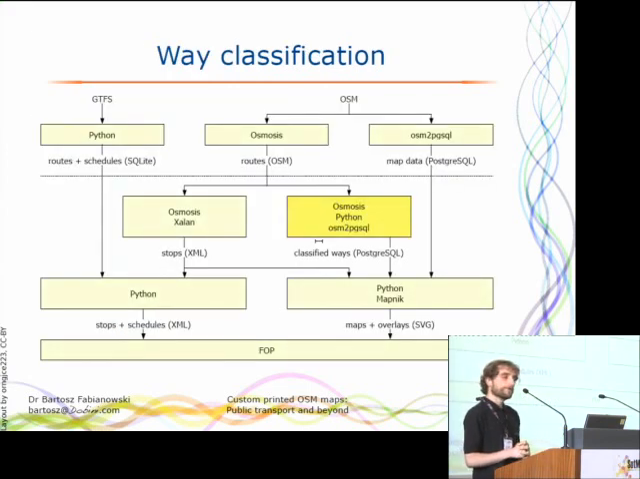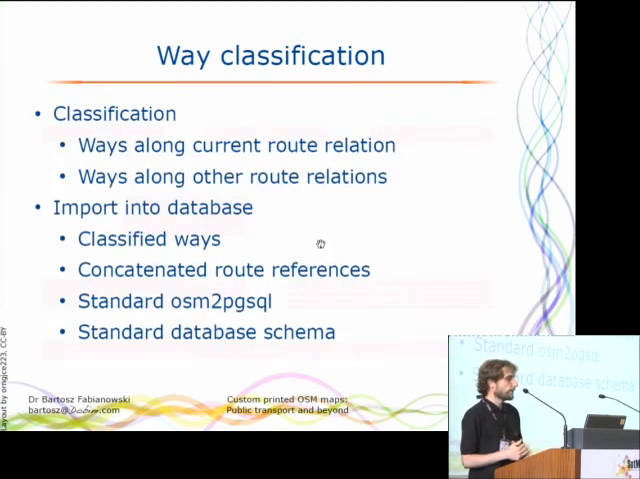In parallel to this, we classify ways. What I mean by that is that we look at the ways that public transport routes go through, and we look for each of those ways, which routes go through it, so that we can concatenate their references. So if there's, say, a way that bus route 5 and 7 pass through, we want 5,7, so we can visualize it nicely. And also we want to find the ways that the current route passes through, so we can highlight them. We take this information and we store it again in a PostgreSQL database using OSM to PG SQL. We use the same standard database schema so that we can use mapnik to evaluate this and draw it straight into the map.